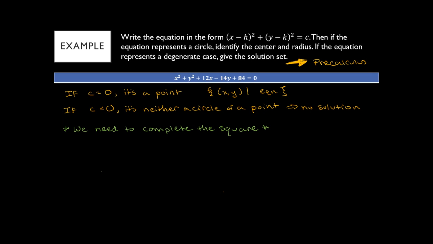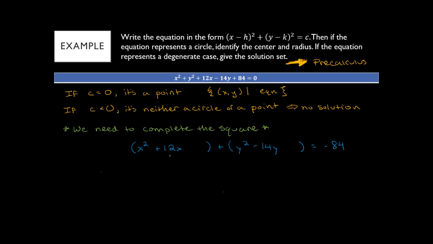So how this works is, first we're going to put everything with the x together, and everything with the y together. So I'm just going to rearrange my equation. I'm going to have x squared, and then I'm going to move the 12x, and then leave a gap. And then I'm going to have my y squared, and then the 14y, and then leave a gap. And then that plus 84, I'm going to subtract it from both sides, so I have a minus 84. I'm leaving these gaps because I'm going to complete the square.